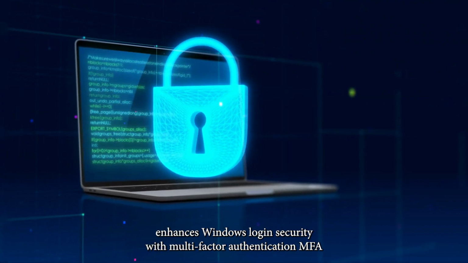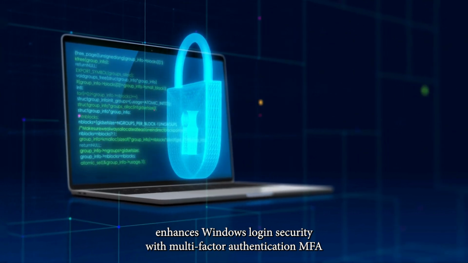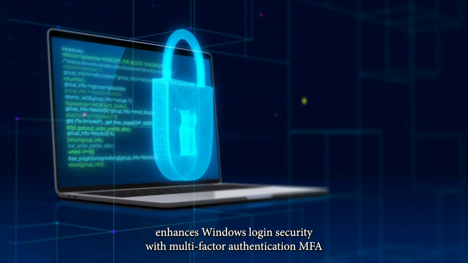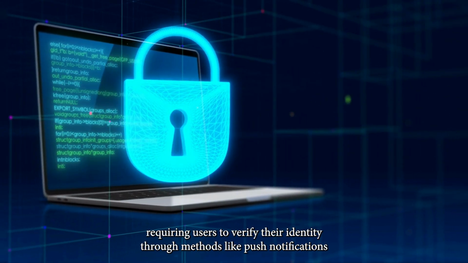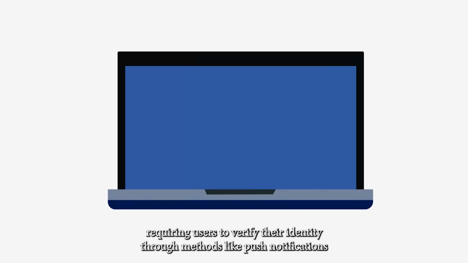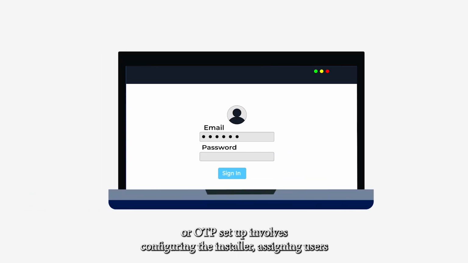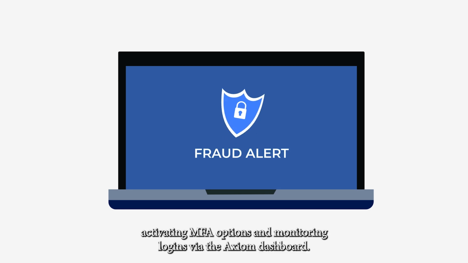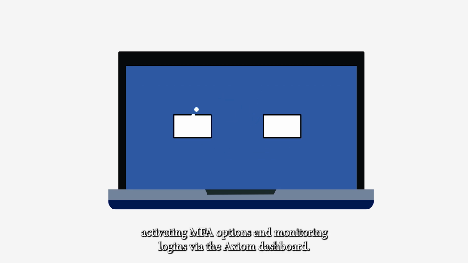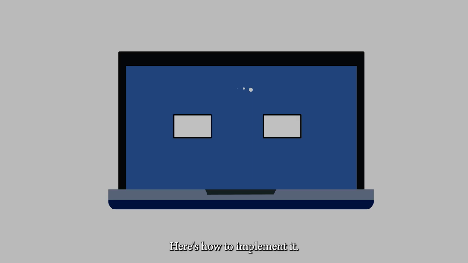AxiomProtect enhances Windows login security with multi-factor authentication, MFA, requiring users to verify their identity through methods like push notifications or OTP. Setup involves configuring the installer, assigning users, activating MFA options, and monitoring logins via the Axiom dashboard. Here's how to implement it.